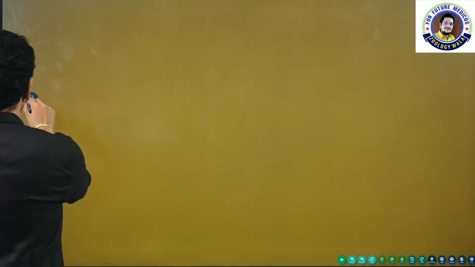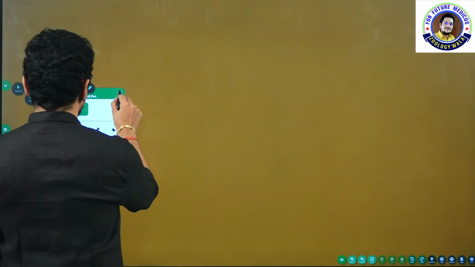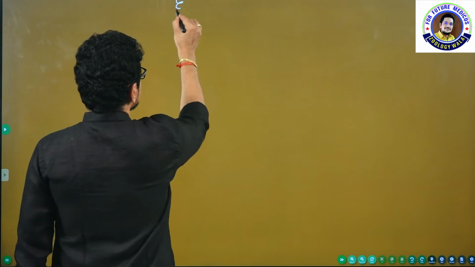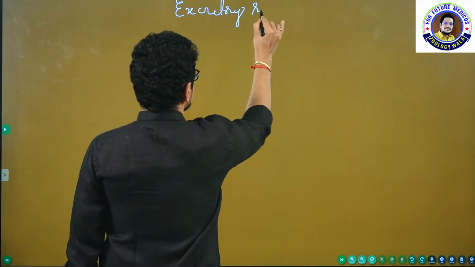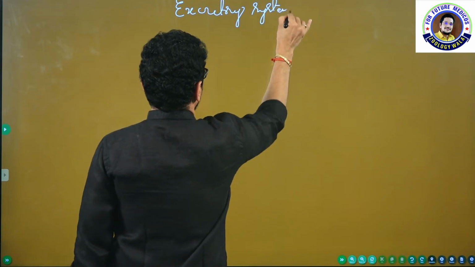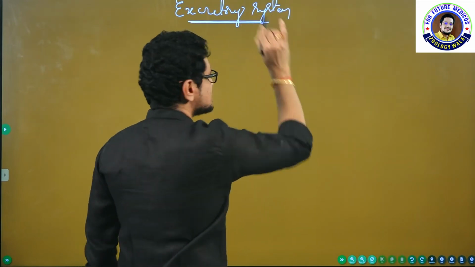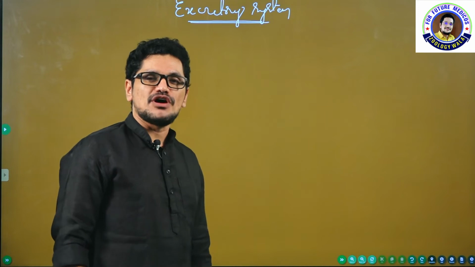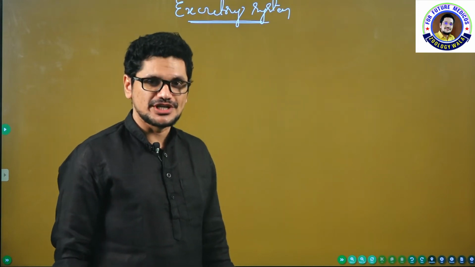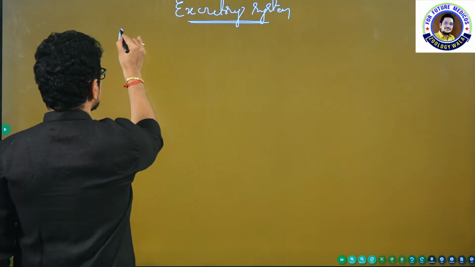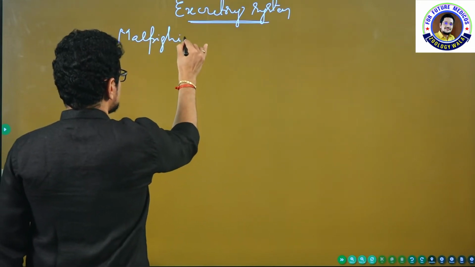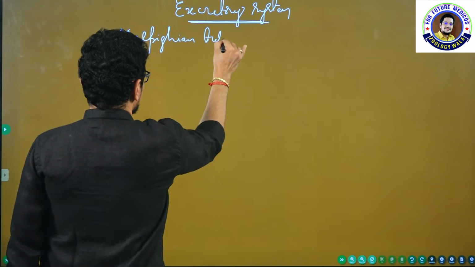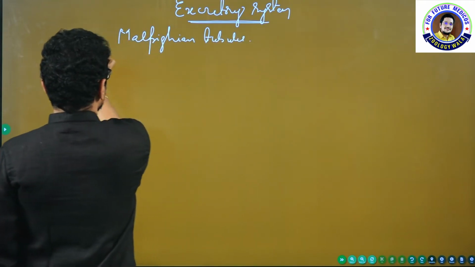And now I want to explain to you about an important system, the excretory system of cockroach. What is this excretory system? Who is going to perform the excretion in cockroach? Malpighian tubules are going to perform excretion. Malpighian tubules are the excretory structures.